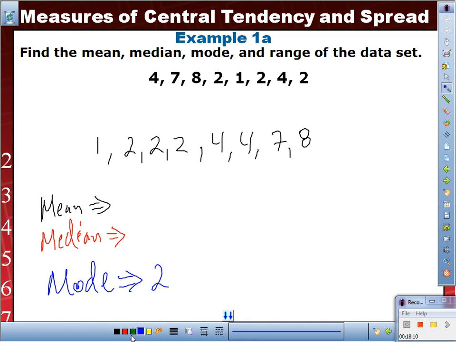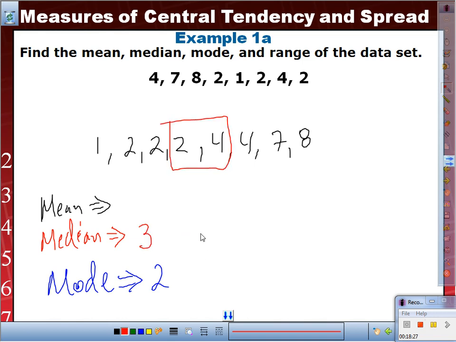The second easiest would be the median. Tell your neighbor the median. Everyone. 3. That is correct. How do we get that? Well, we take these 2. 2 plus 4 divided by 2. That is 6 divided by 2, and that is 3. And that leaves us with a mean.